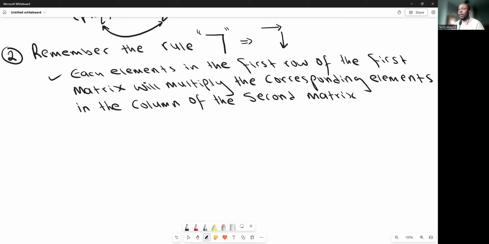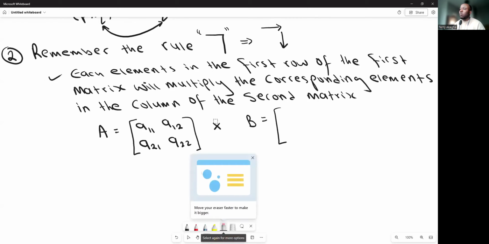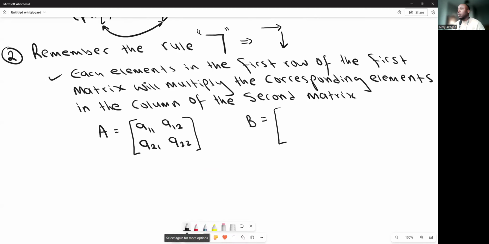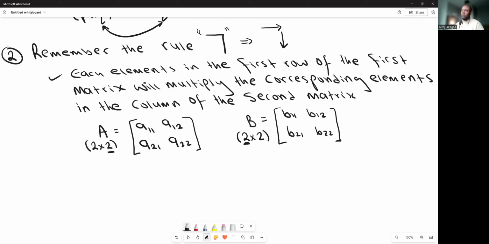Okay, so let's go back again. Let's assume we have A, and let's say A is 2 by 2. So A is A11, A12, A21, and A22. I've talked about this in my previous video, the order of matrices and how to write them. And we have B, let's assume it's also 2 by 2: B11, B12, B21, and B22. All right. So you can see A is a 2 by 2 matrix and B is also a 2 by 2 matrix. So the number of columns in the first one is equal to the number of rows in the second one. That means we can multiply these.